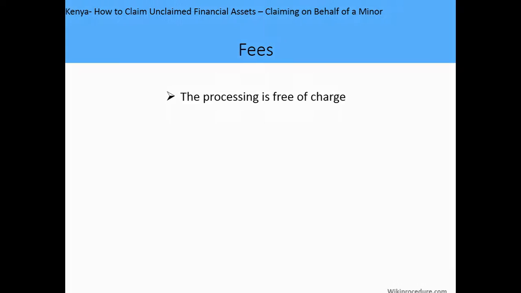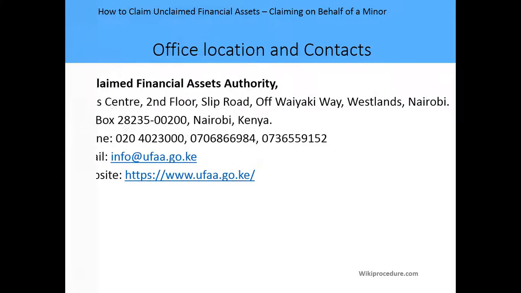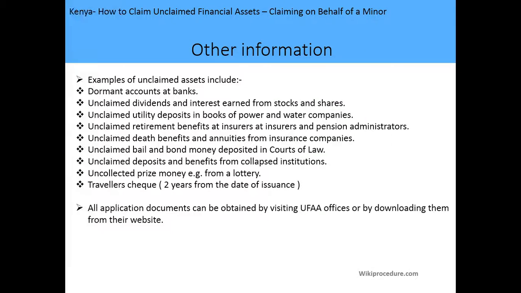And this application is free of charge. The validity period is forever. The processing time is 90 days. The office location and contact information of UFAA, that's the Unclaimed Financial Assets Authority: they are located in Wayaki Way, Nairobi, Kenya, and their website address is www.ufaa.go.ke.